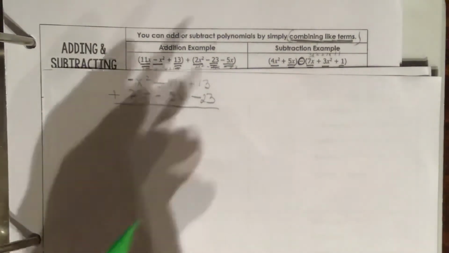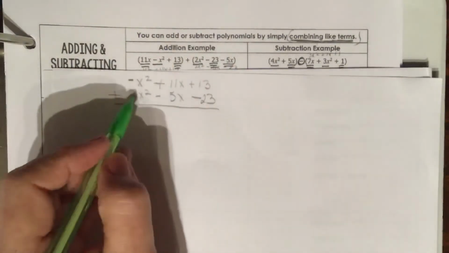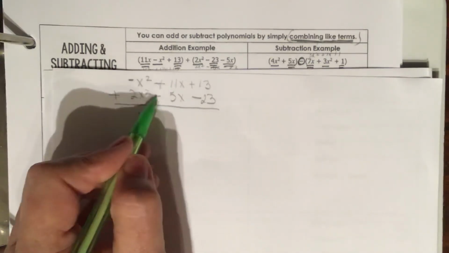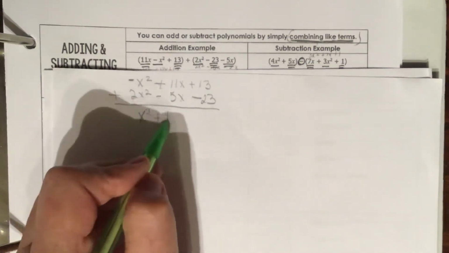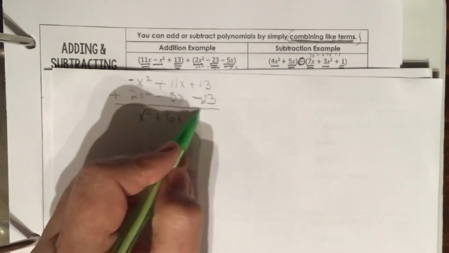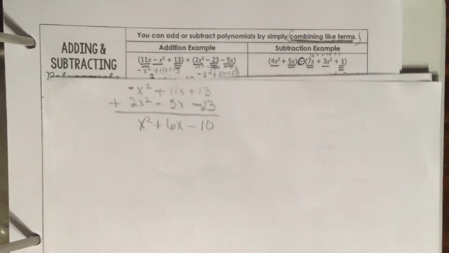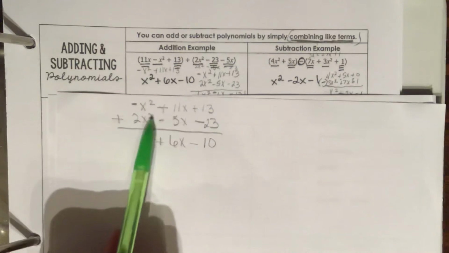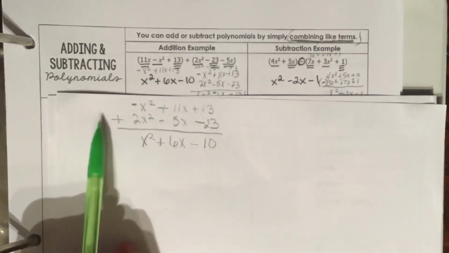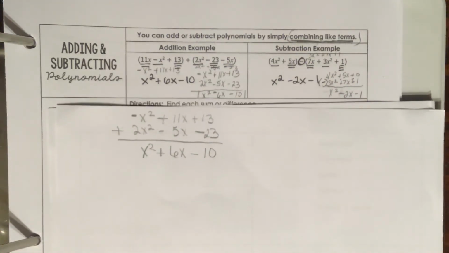So when you put like terms together, this would be x squared. Positive 11 minus a 5 is positive 6x. Negative 23 and a positive 13 is a negative 10. And so your final answer would be x squared plus 6x minus 10. And I want you to show them this way, where they're one on top of the other.